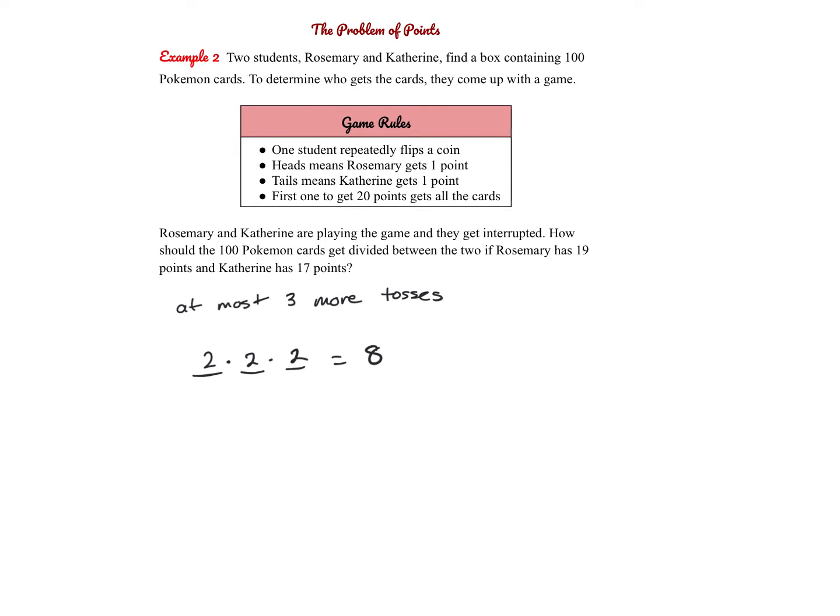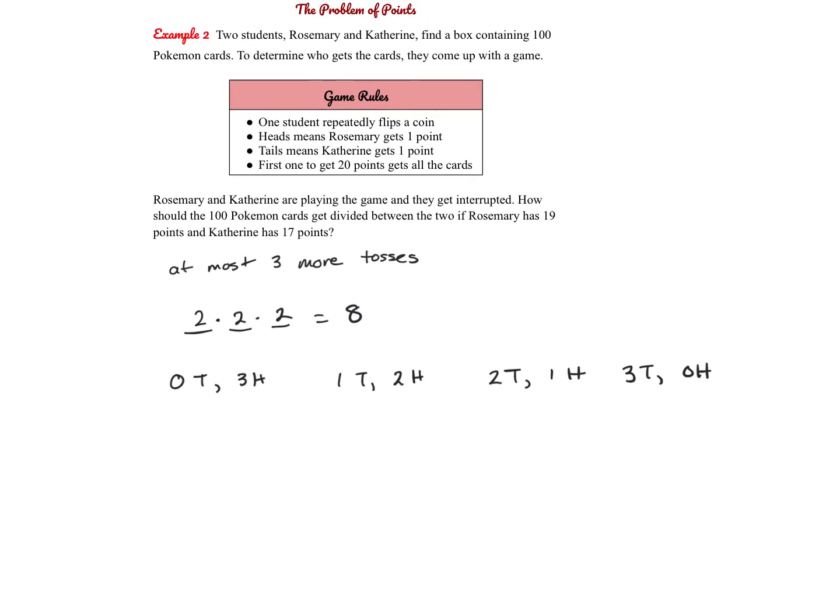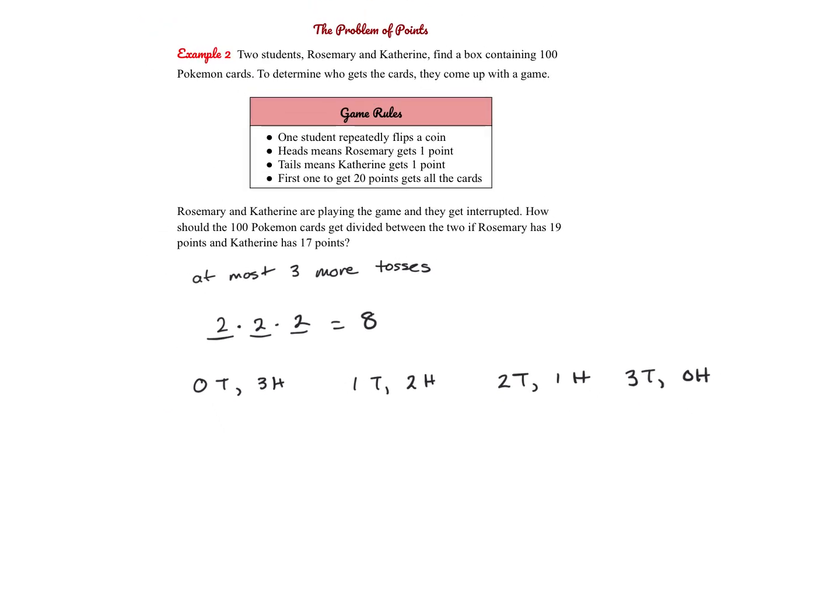So there's some different combinations that we could get. We could get 0 tails and 3 heads. We could get 1 tail and 2 heads. You could get 2 tails and 1 head, or you could get 3 tails and 0 heads. So within each of these, we could figure out how many different combinations there are. So we could just list these out.